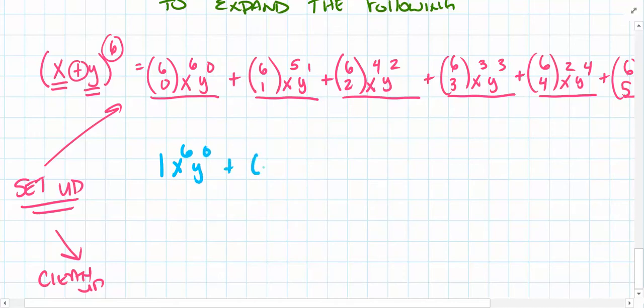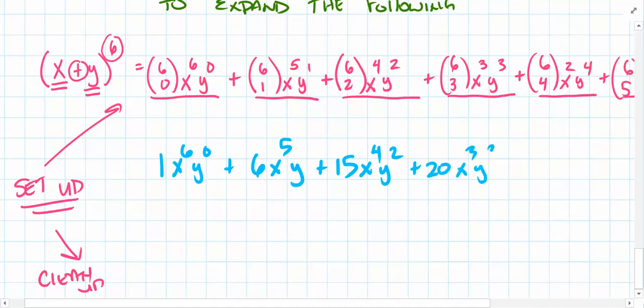Plus 6 choose 1 is 6, x to the 5th, y. Okay? 6 choose 2 is 15, x to the 4th, y squared. And I got that from just looking at my calculator. Okay? Plus 6 choose 3 is going to be 20, x to the 3rd, y to the 3rd.